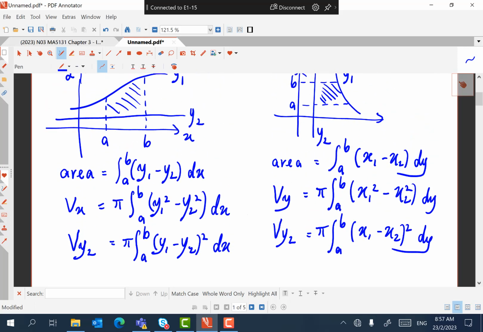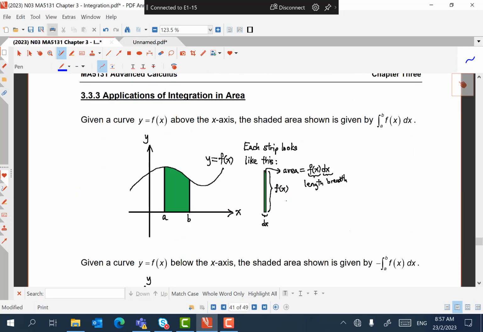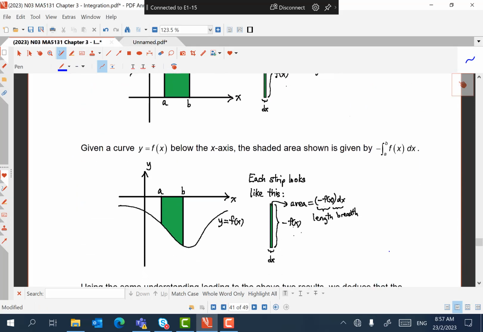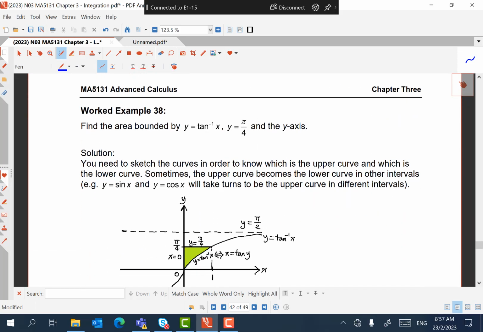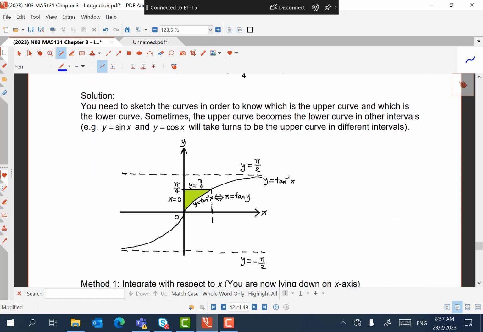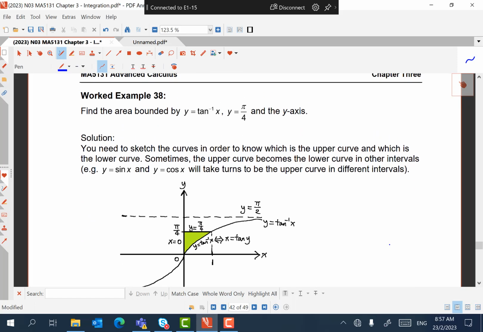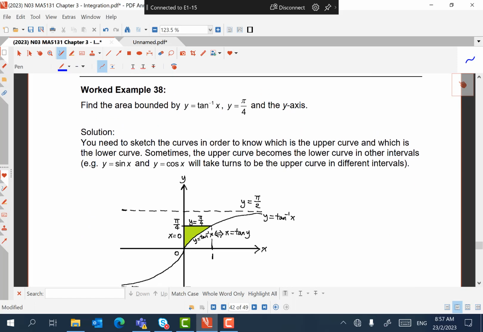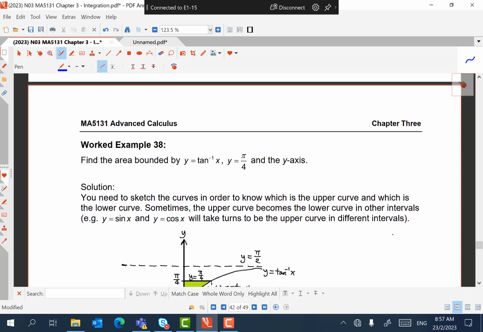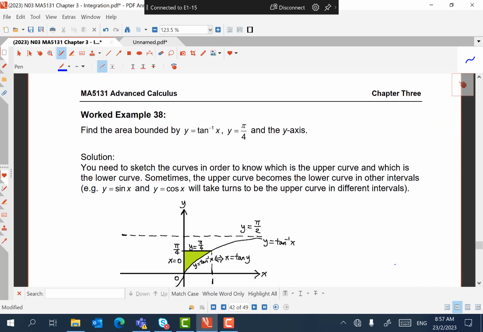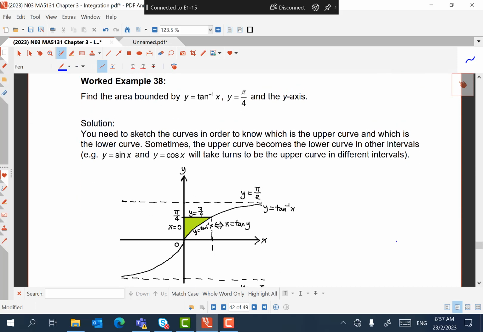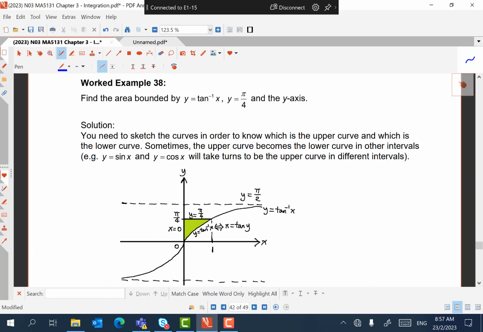Okay, with this, I want to ask you this question. Let's plunge into this question. Let's see if you know. The other class say they already know. Okay, this class. Find the area bounded by tangent inverse y to the power 4 and the y-axis. In this question, you're asked to find the area bounded by that, and this is actually the required area.